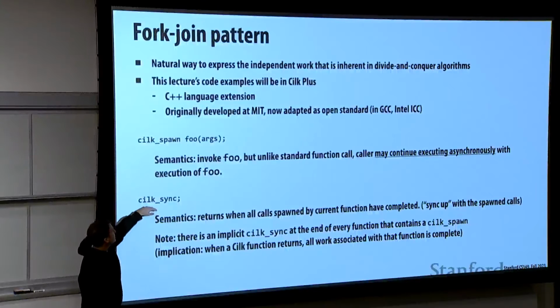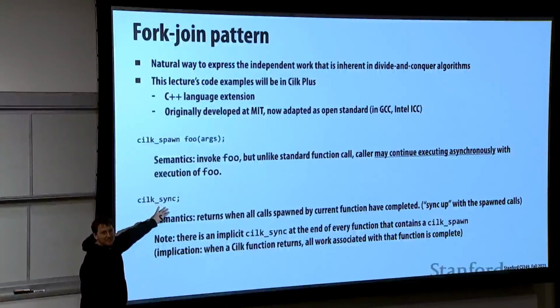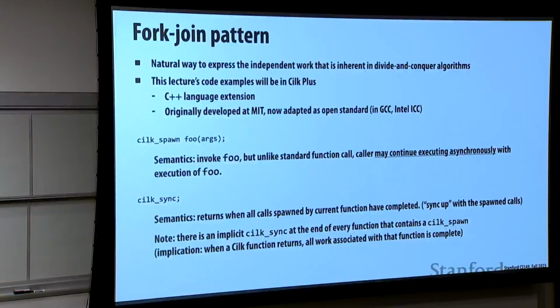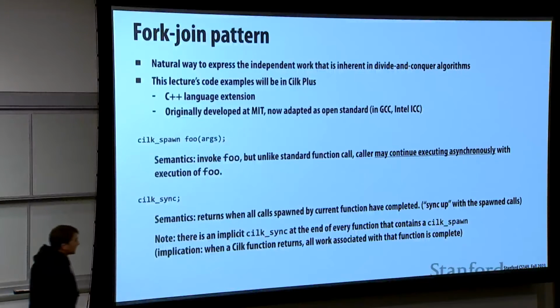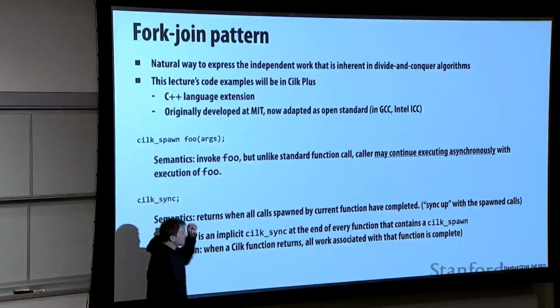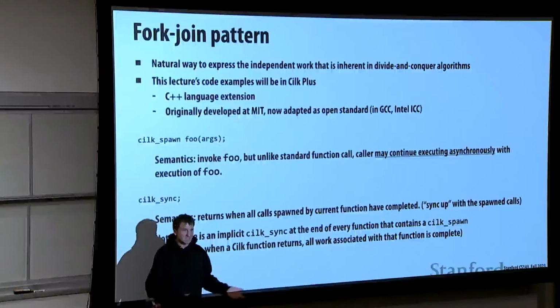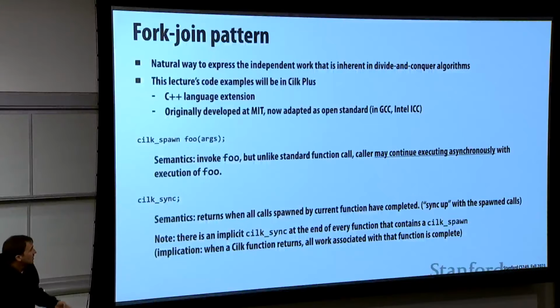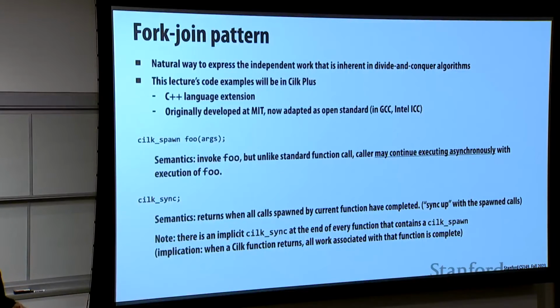And then we're going to add one more construct to the language called Cilk. Now let's talk and be really clear about what this means. So what Cilk spawn a function means is please invoke foo just like any other function call would. But unlike a normal function call, the caller may continue executing asynchronously with the callee.